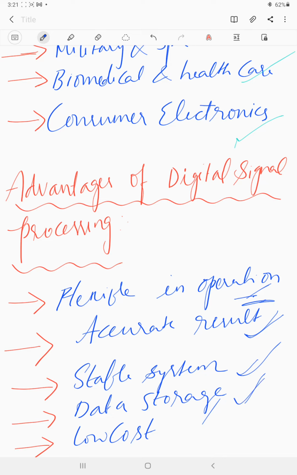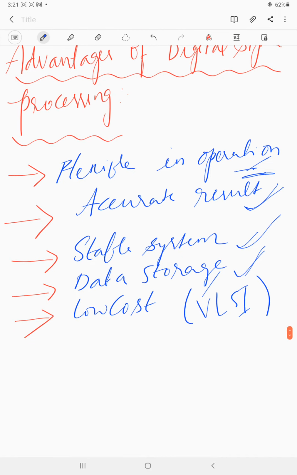It is low cost due to the VLSI technology we are using. This technology reduces the cost of memory, logic gates, microprocessors, etc.